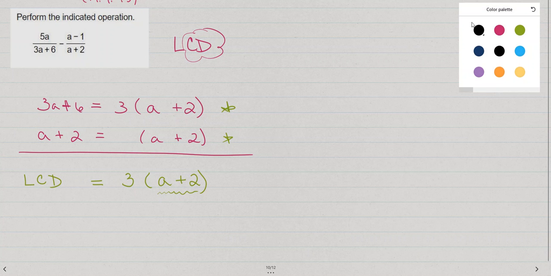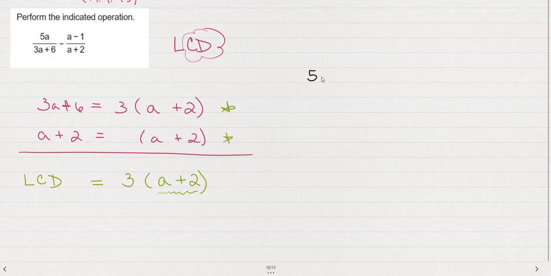Watch what I'm going to do next. I'm going to write this 5a over 3 times a plus 2. All I've done is, number 1, I extended that fraction bar, and number 2, I factored the 3a plus 6.